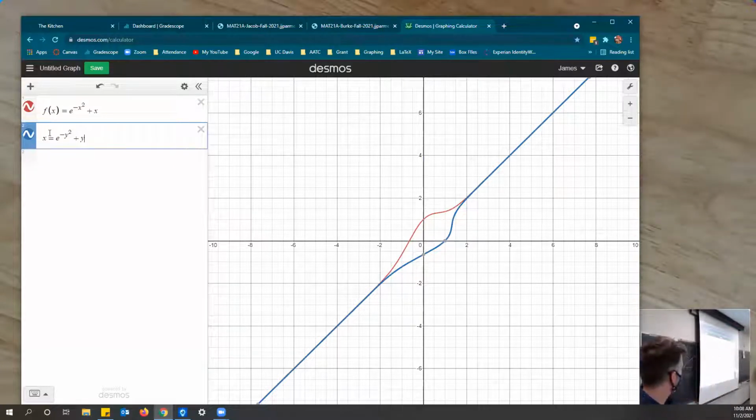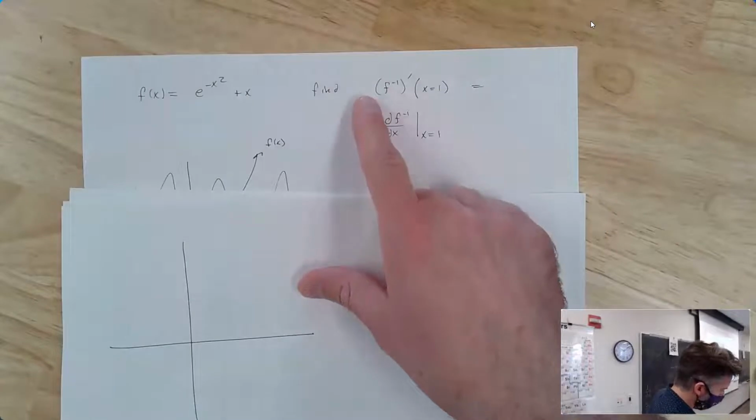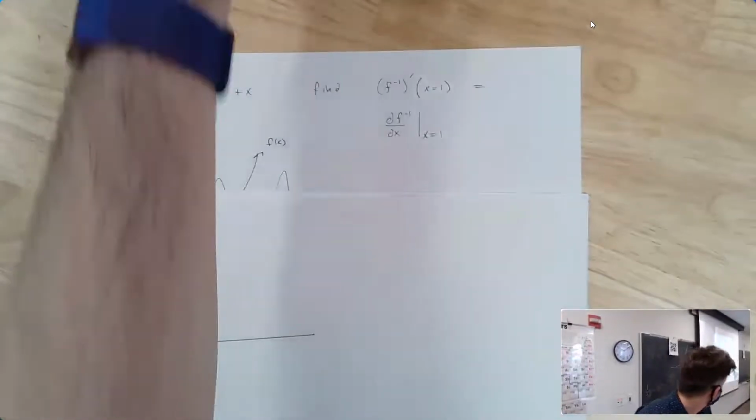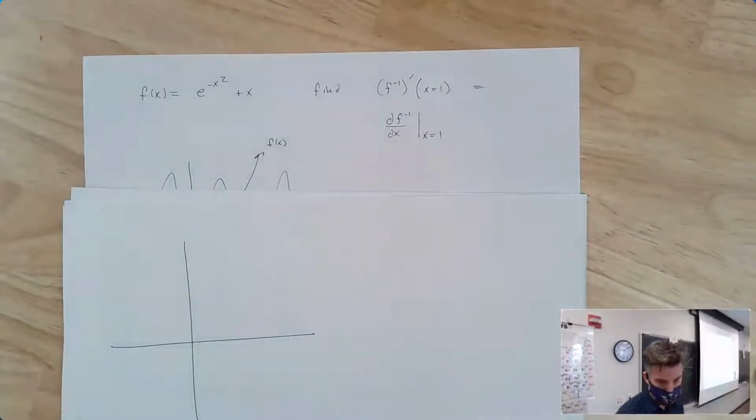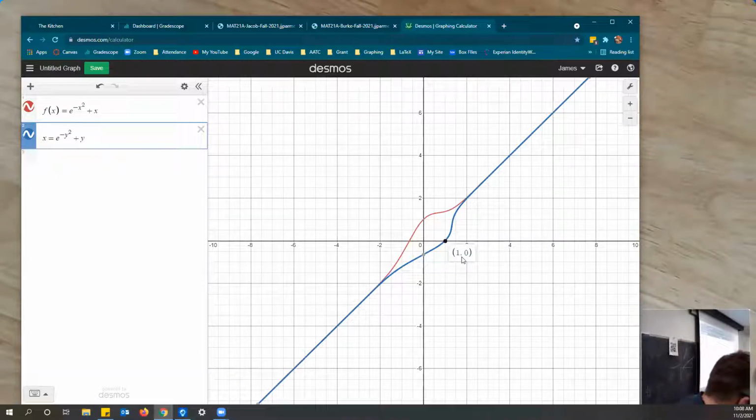And so here's the deal. We've been asked, as a reminder, to find the derivative of the inverse at x equals 1. So let me pull that back up. Sorry. So here's my inverse function in blue, and we're trying to find the slope of the tangent line right there. That's what we're trying to do. And I really hope it's.